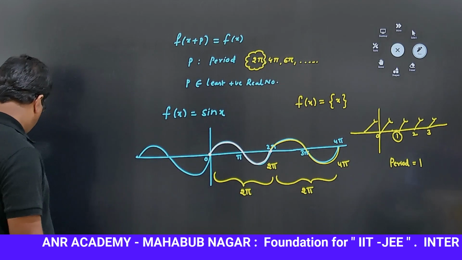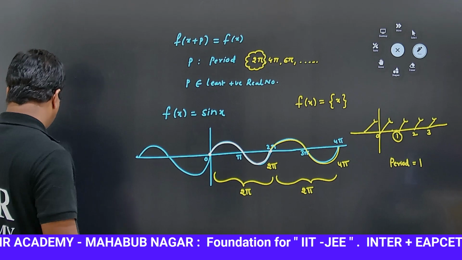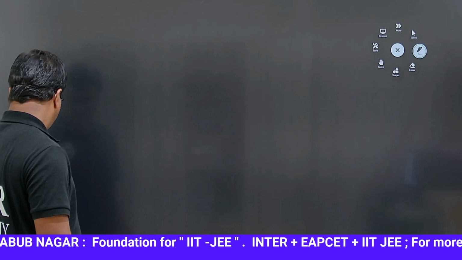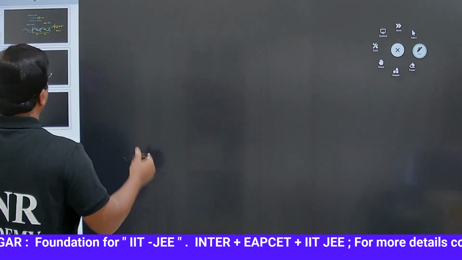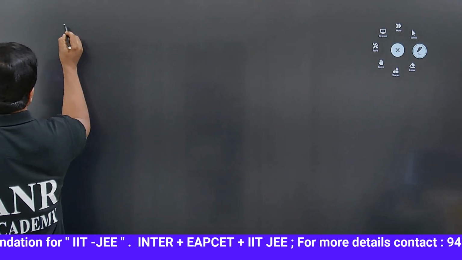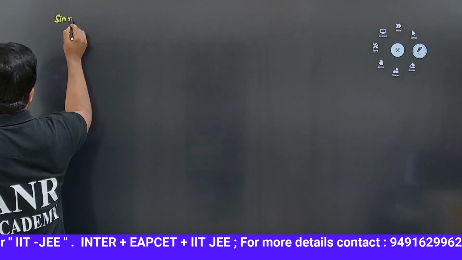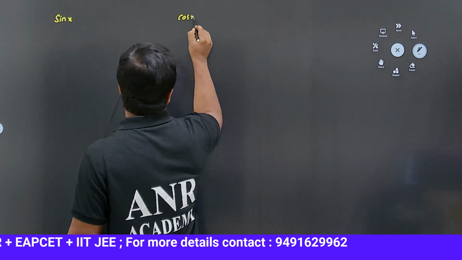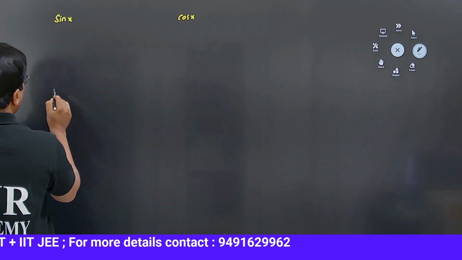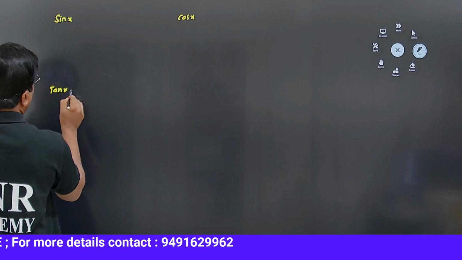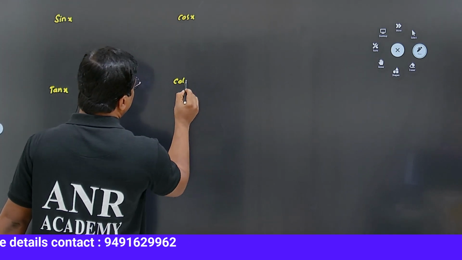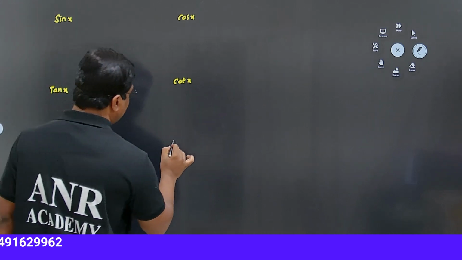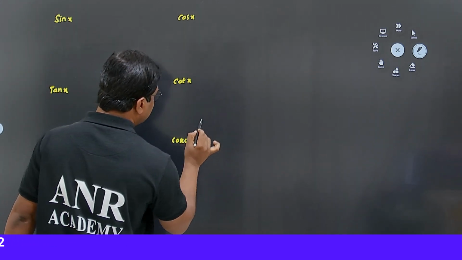We know the graphs of sin x, cos x, let us see the graphs. You know the graph of sin x and the graph of cos x and tan x. After that we will discuss cot x, and then we go for the graph of secant x and cosecant x.